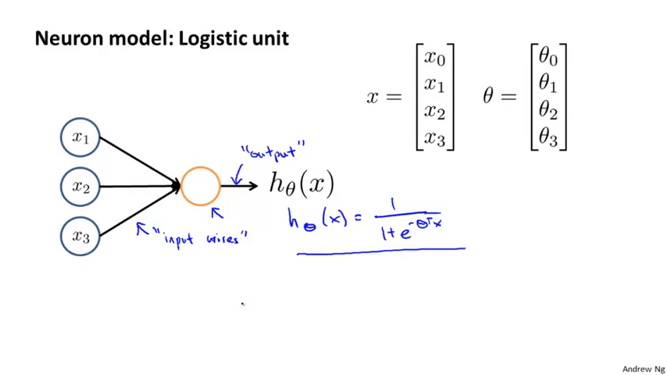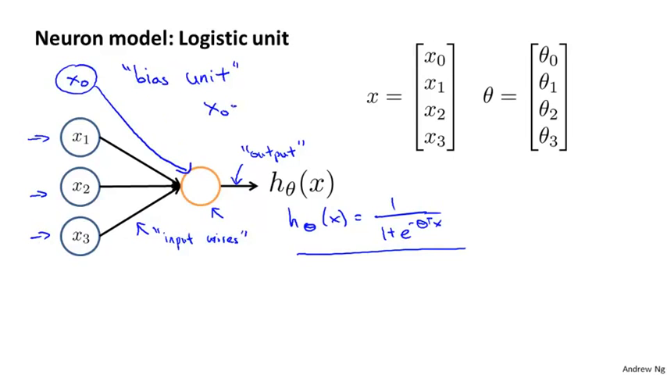When I draw a neural network, usually I draw only the input nodes x1, x2, x3. Sometimes when it's useful to do so, I'll draw an extra node for x0. This x0 node is sometimes called the bias unit, or the bias neuron. But because x0 is always equal to 1, sometimes I draw it and sometimes I won't, just depending on whatever is more notationally convenient for that example.